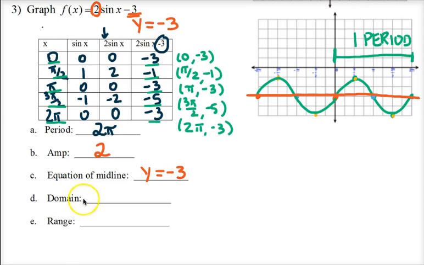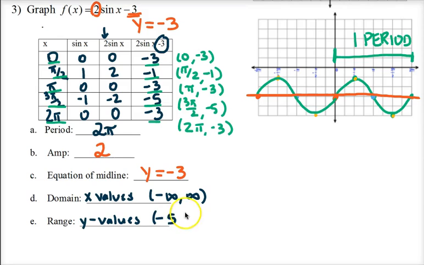Okay, the domain of this function, or the x values, we can see that x is just going to go from -infinity to infinity. The range, or the y values, we see that this function just oscillates back and forth around that midline. So we know that the y values are never going to go lower, in this case, than -5. Okay? But they will also never be greater than -1.